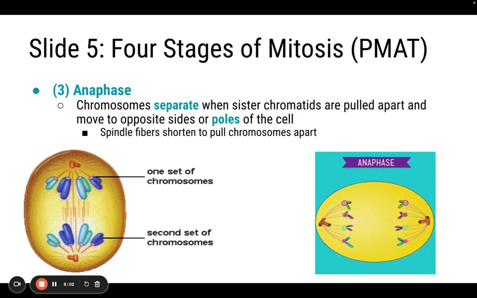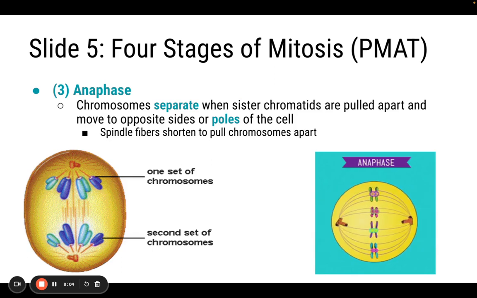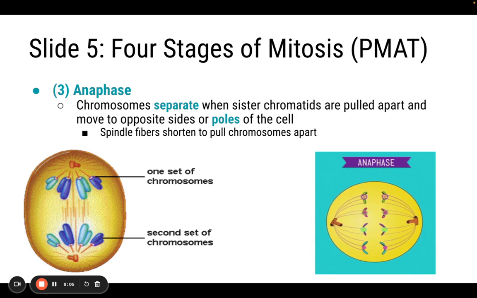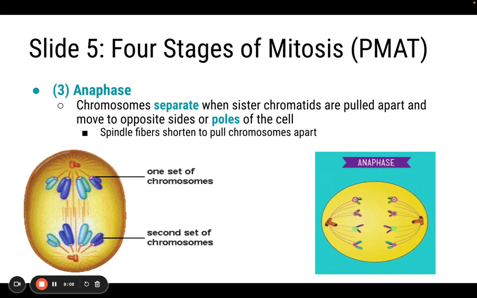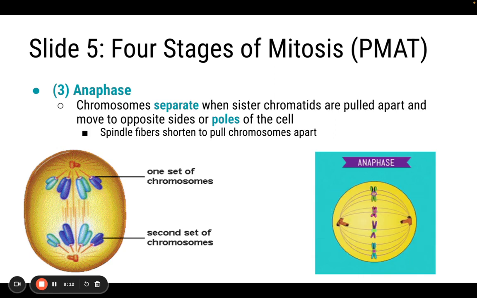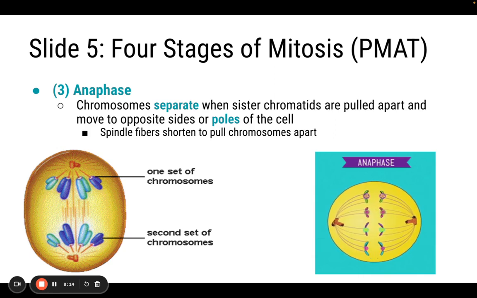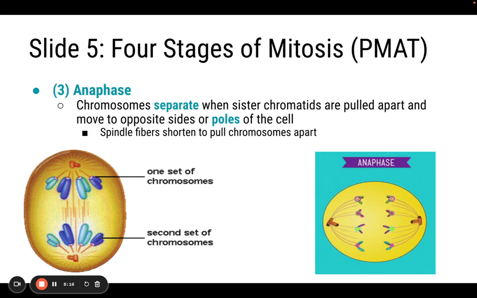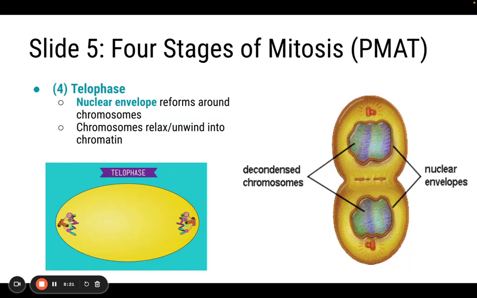Next phase is anaphase. Anaphase is where those spindle fibers start to shorten, and in that process, they separate the sister chromatids from each other. So chromosomes separate when sister chromatids are pulled apart. So now we refer to these as chromosomes. They get pulled apart to opposite poles of the cell, so think A for away or apart.